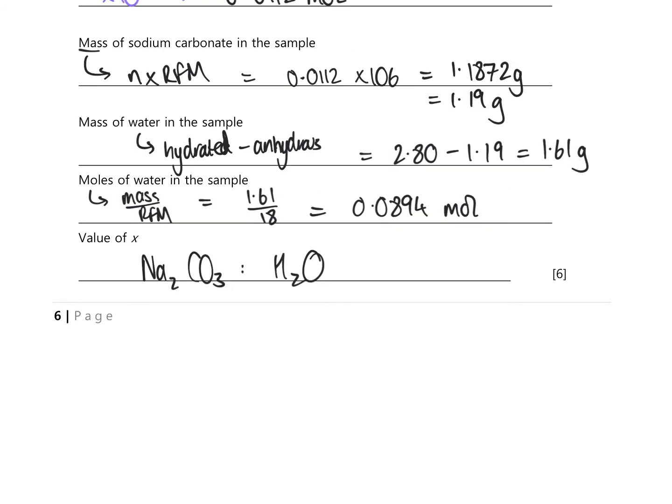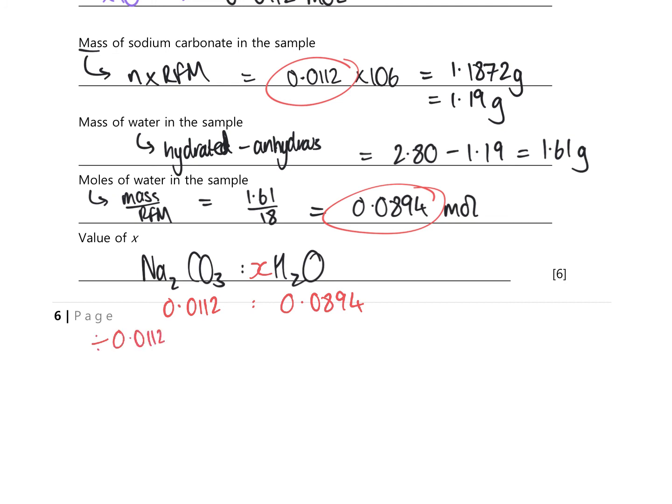And then finally, we're doing a mole ratio of sodium carbonate to water to get our value of x. And that is essentially our 0.0112 moles of sodium carbonate to 0.0894. So put those values in here. And then divide by your smallest number of moles, which is 0.0112. And that gives you a ratio of 1 to 8, and so the value of x is 8.